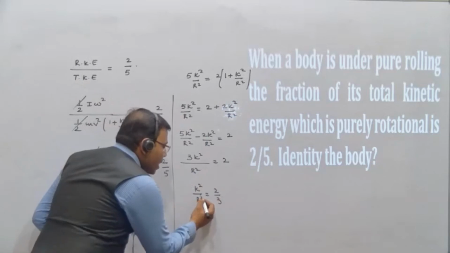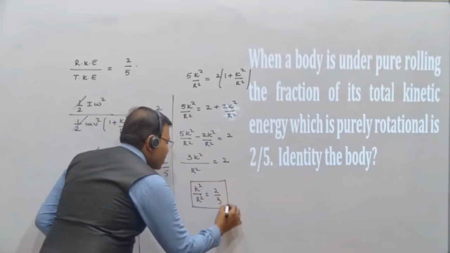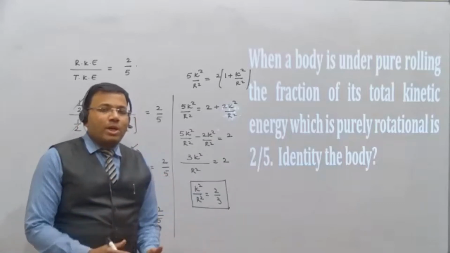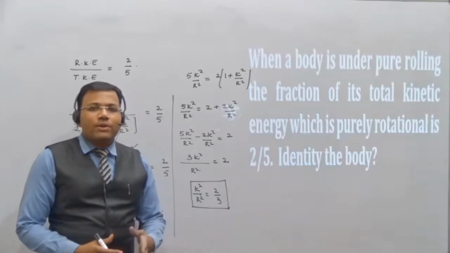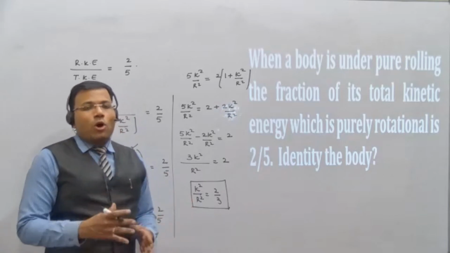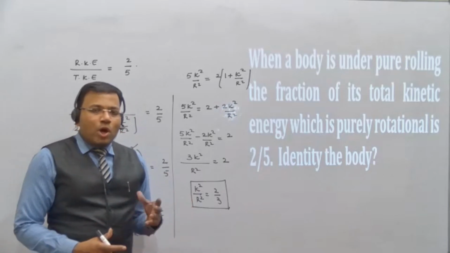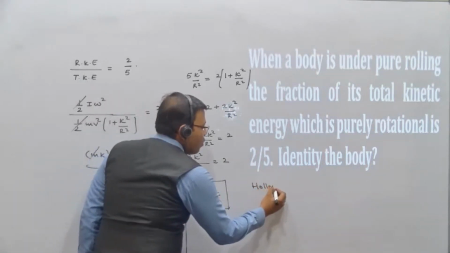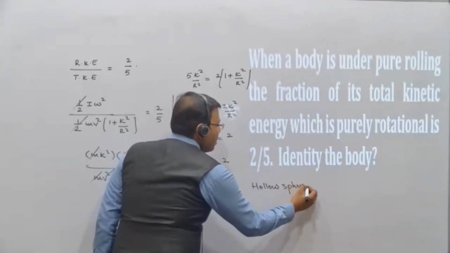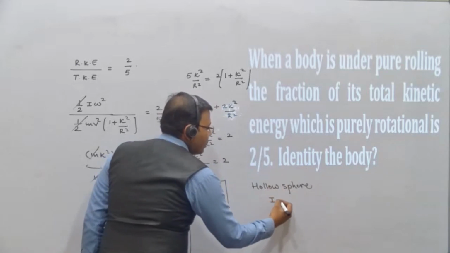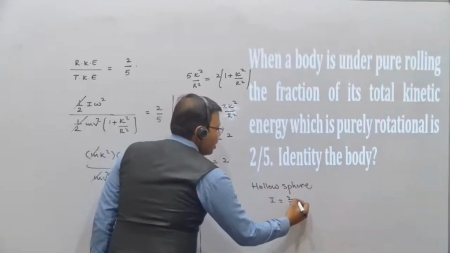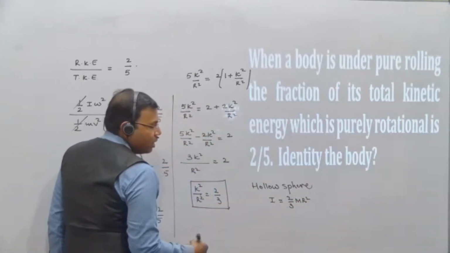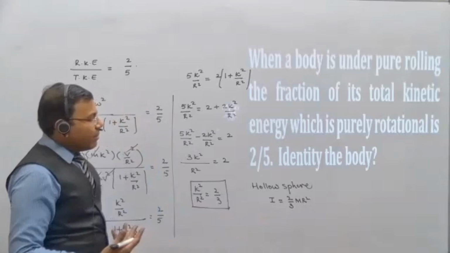So I have got the value of k square by r square, beta. How much is it? See, 2 by 3. So from this k square by r square we can identify what the rolling object is here. You know the formula for the moment of inertia of a hollow sphere. If you remember, for a hollow sphere we write the moment of inertia as 2 by 3 mr square, and here also we are getting 2 by 3. So that identifies itself that it is a hollow sphere.